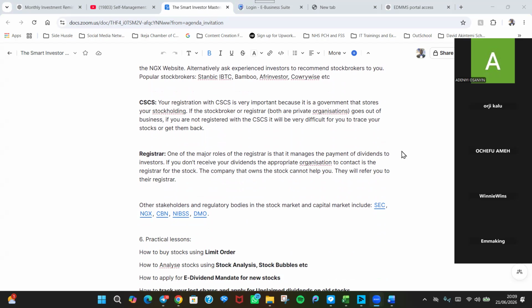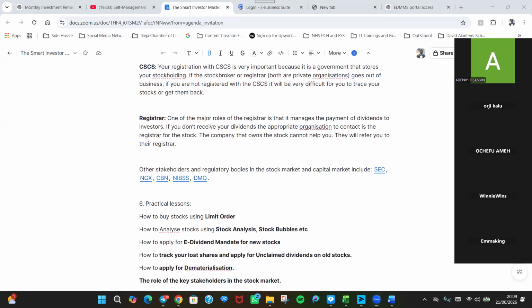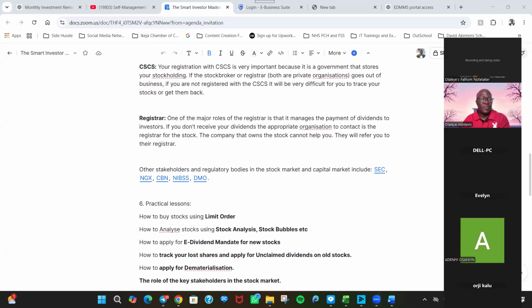And the registrar, like I've already said before, their major role is payment of dividend. Once a dividend is declared, the money is transferred to the registrar, and the registrar makes the payment. If you don't receive your dividend, you cannot go to the company and say, oh, I didn't receive my dividend. They will tell you, go to our registrar. All the money has been transferred to the registrar. So you have to go to the registrar.